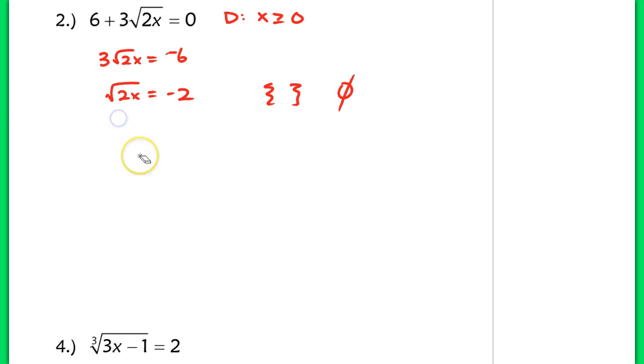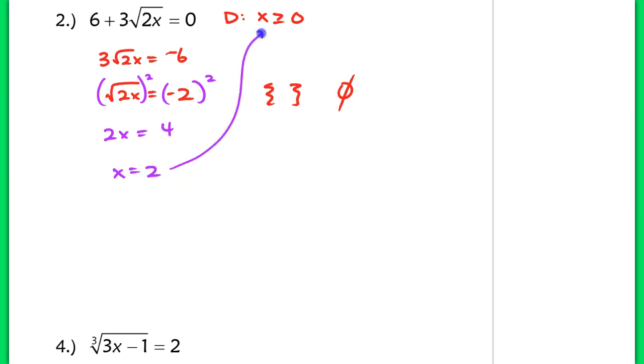But let's say I didn't recognize that right away and I continued to solve. So I would square both sides. And I'll end up with 2x, because that radical will drop after we square it, equaling positive 4. So I end up with x equals 2. Now, even though x equals 2 is in the domain, if I plug 2 back into the original equation, I have 6 plus 3 times the square root of 2 times 2, and it's supposed to equal 0. Well, clearly here, I end up with 6 plus 3 times the square root of 4, which is 2, and that does not equal 0. 6 plus 6 does not equal 0, so I would still end up with no solution.